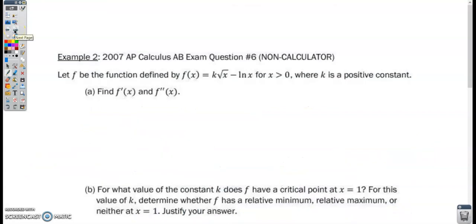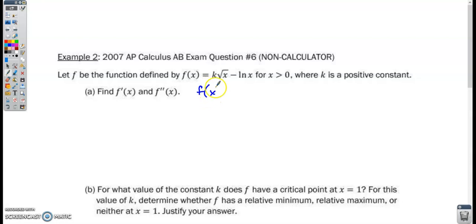The second example is from the 2007 AP Calculus AB exam. It is question number 6, which means that it is non-calculator. We'll go through the whole process here. Let f be the function defined by f of x equals k times the square root of x minus the natural logarithm of x for x greater than 0, where k is a positive constant.